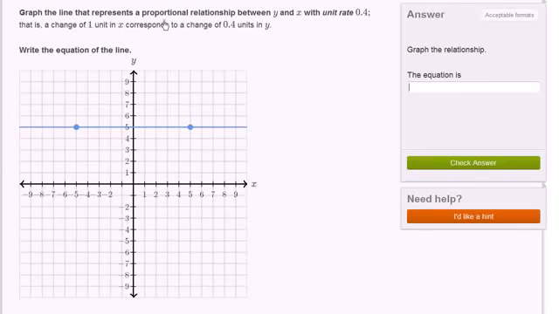Graph the line that represents a proportional relationship between y and x with a unit rate 0.4. That is, a change of 1 unit in x corresponds to a change of 0.4 units in y. And they also ask us to figure out what the equation of this line actually is. So let me get my scratch pad out and we can think about it.